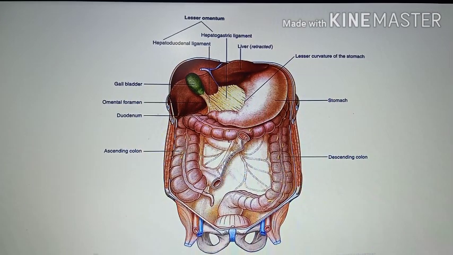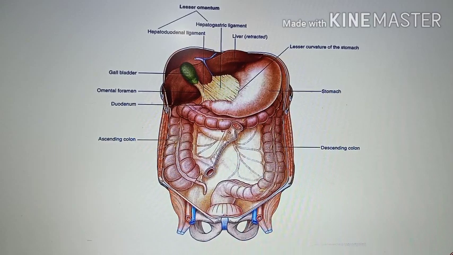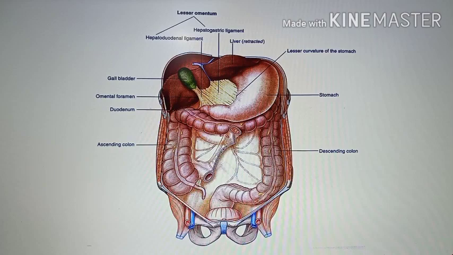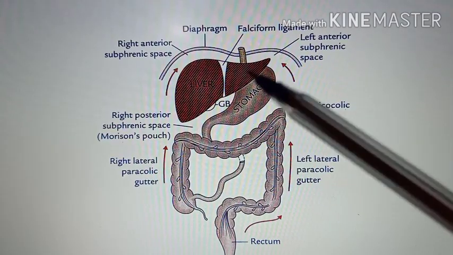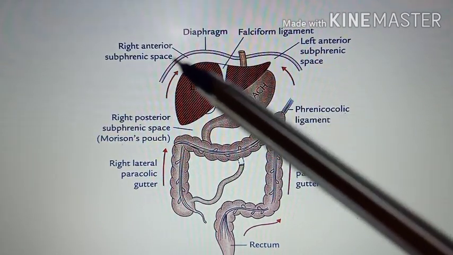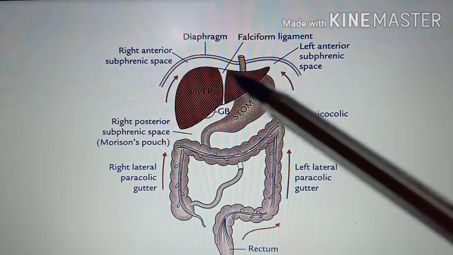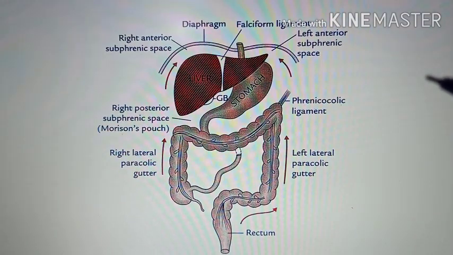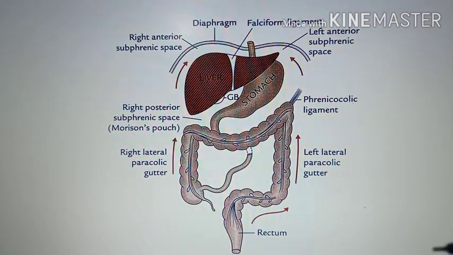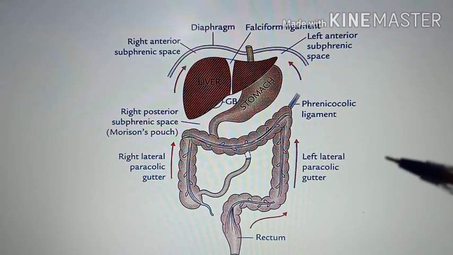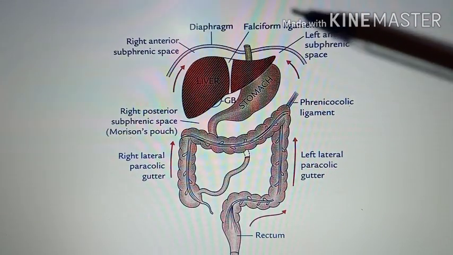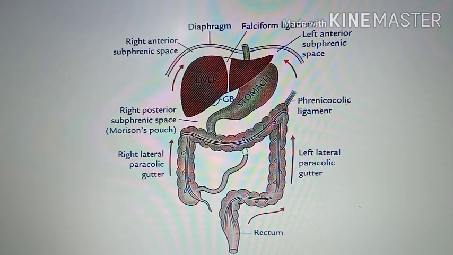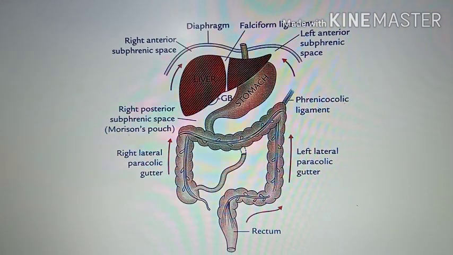Then it is subdivided by the reflection of peritoneum around the liver into a number of subphrenic spaces. The subphrenic spaces, that is the reflection of peritoneum around this liver, consist of 6 recesses. A few authors also call them spaces, a few call them compartments. The subphrenic spaces consist of 6 recesses, and 4 are intraperitoneal recesses and 2 are extraperitoneal recesses.